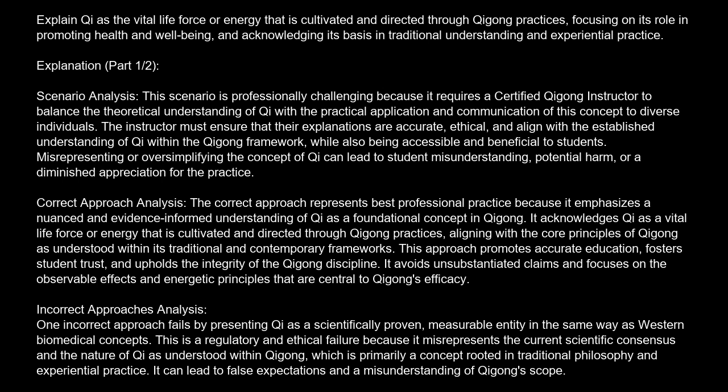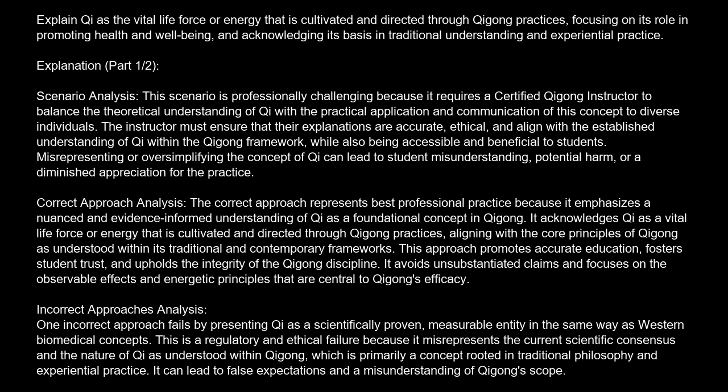Incorrect approaches analysis. One incorrect approach fails by presenting Qi as a scientifically proven, measurable entity in the same way as Western biomedical concepts. This is a regulatory and ethical failure because it misrepresents the current scientific consensus and the nature of Qi as understood within Qigong, which is primarily a concept rooted in traditional philosophy and experiential practice. It can lead to false expectations and a misunderstanding of Qigong's scope.